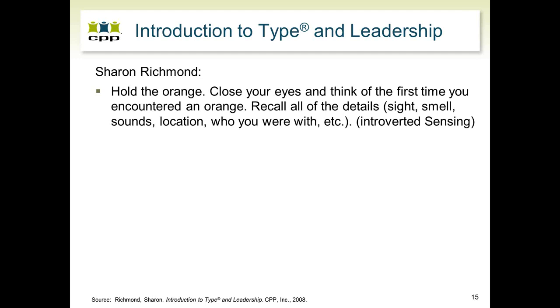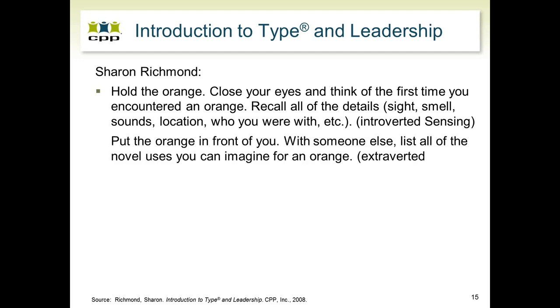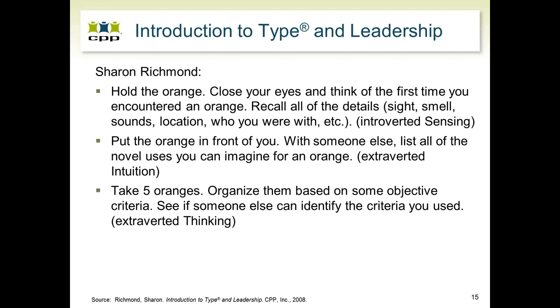Now, to develop extroverted intuition, or at least to recognize it, put the orange in front of you with someone else so that you're talking about it. List all of the novel uses you can imagine for an orange. This is talking about intuition. You're brainstorming. Take 5 oranges. Now, this is extroverted thinking. Take 5 oranges. Organize them based on some objective criteria. See if someone else can identify the criteria you used to organize the oranges.